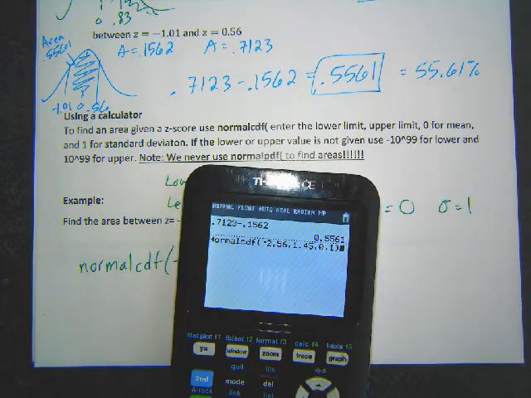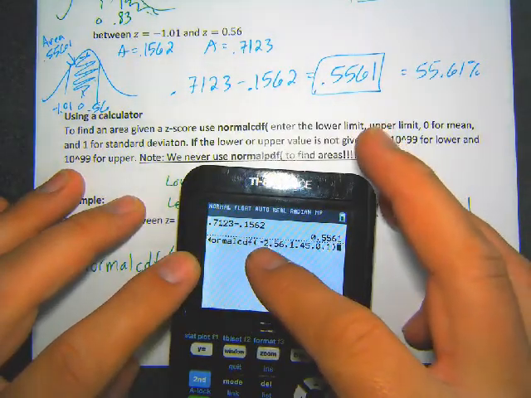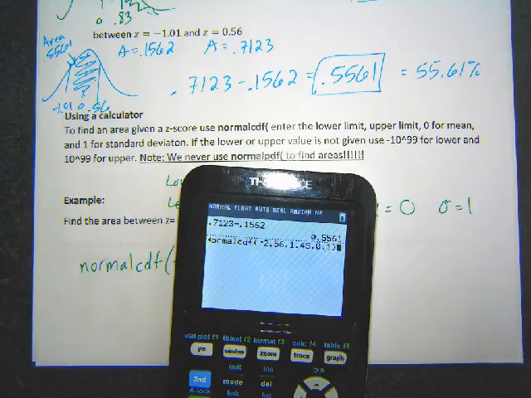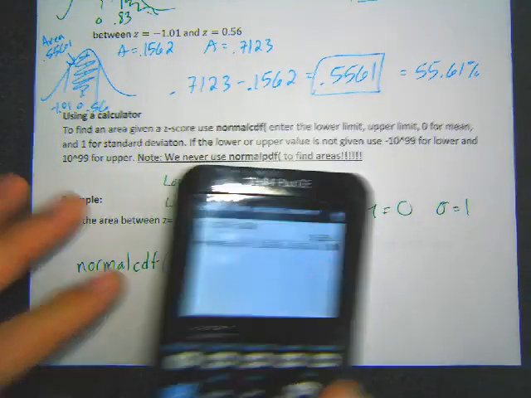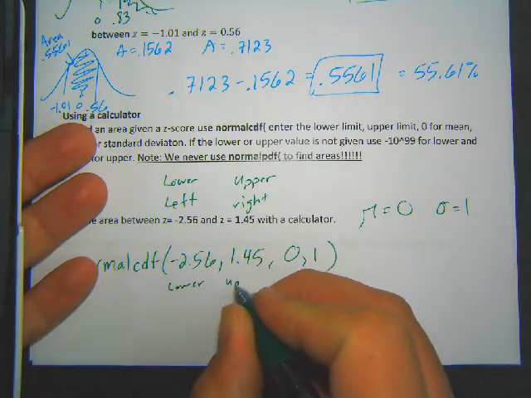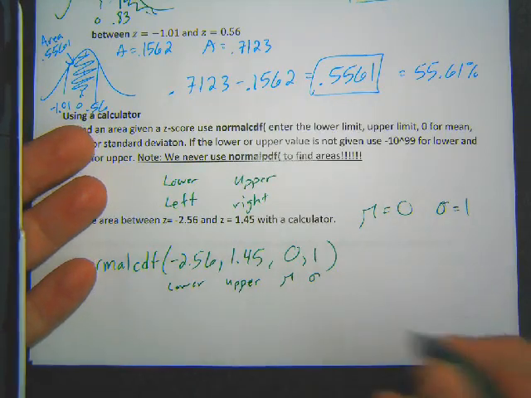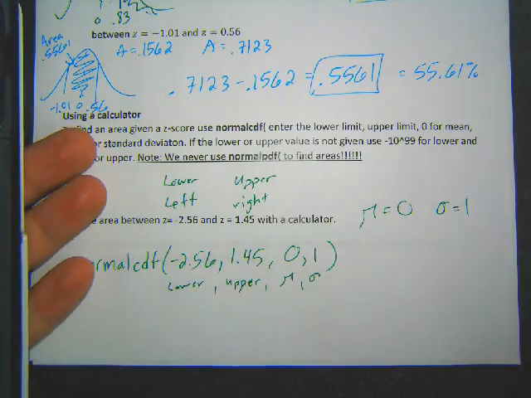So again, it depends on how fancy your calculator is. You might just have a calculator where when you hit the button, it just might go to this screen, and you might have to type those numbers, and it won't tell you what they are. Mine's just so fancy, it tells me what numbers I'm typing. But you always want to do it that way. You always want to do lower, upper, the mean, and then the standard deviation. Commas in between to separate the numbers.